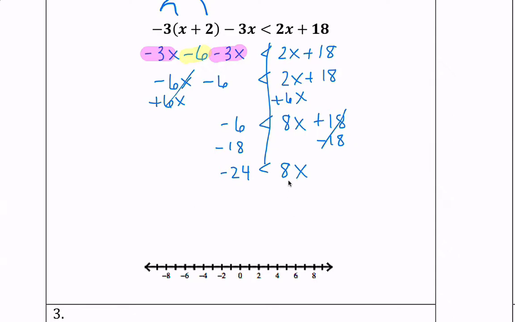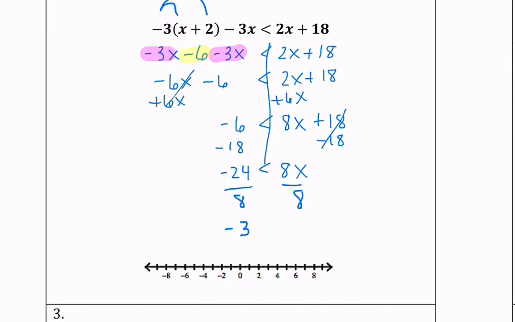All right, so the last thing we need to get rid of is this 8. Remember, when they touch, that means 8 times x. So the opposite of times is to divide. And divide by that coefficient. What I do on one side, I do on the other. Negative 24 divided by 8 is a negative 3.